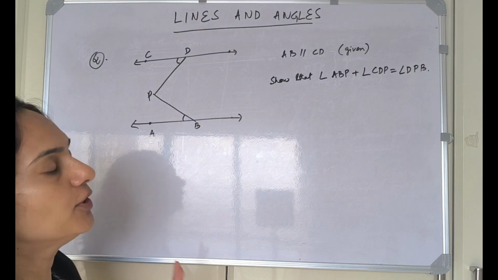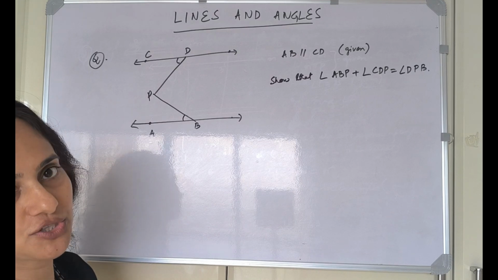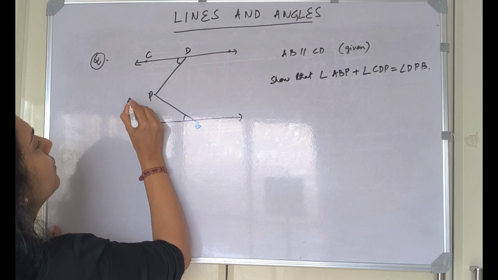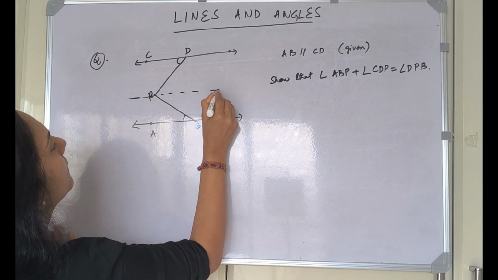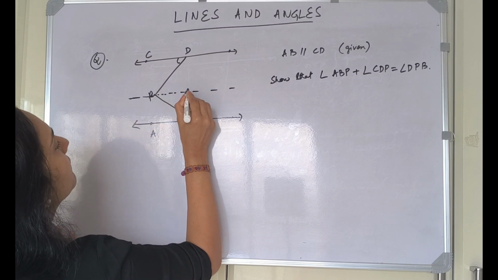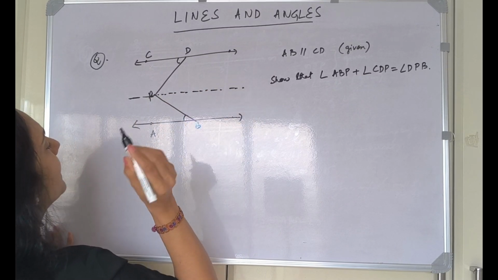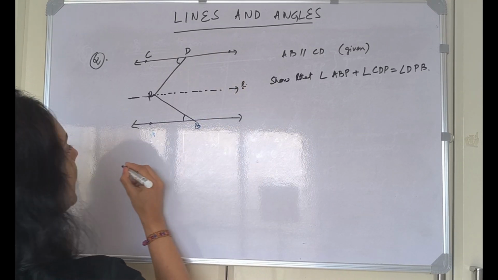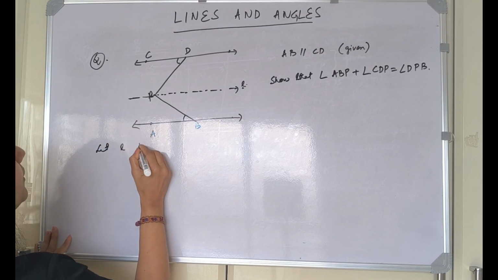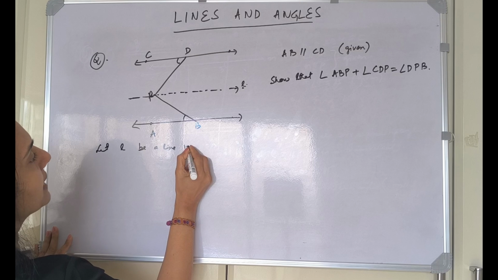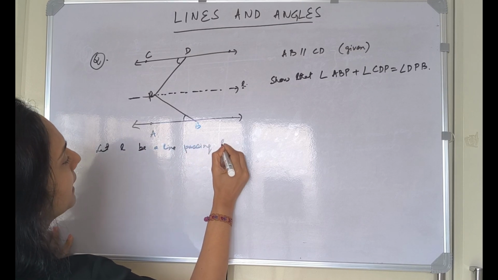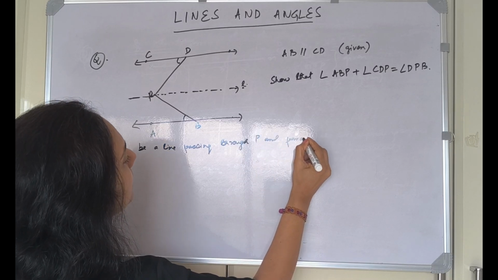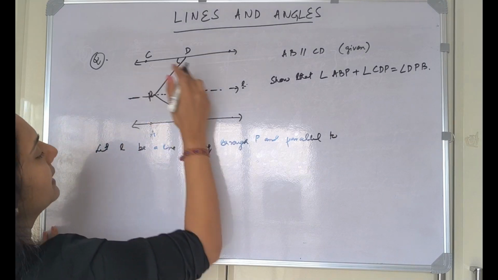How to do that? For doing such questions, we have to do some construction. That means we'll draw a line which is parallel to AB and CD. We have to give some name to this line as well. Let's say L. So we will write that let L be a line passing through P and parallel to AB and CD.